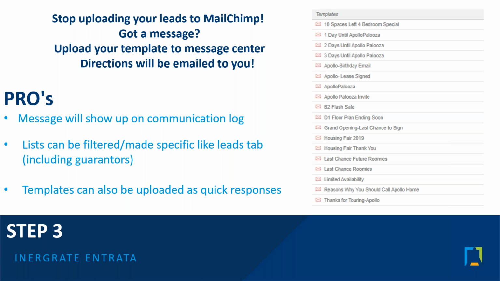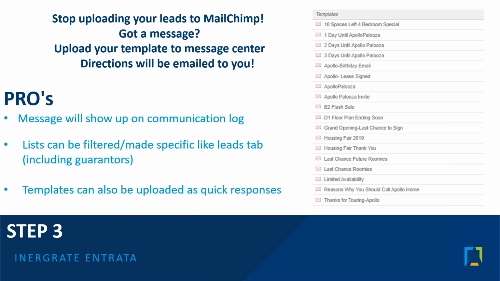There's pros to both. Mailchimp, really what we want to just use this for, and we went through those reports. You can absolutely send emails through Mailchimp to prospects and residents, but it's much simpler to utilize just one platform, right? If we can create these email templates in Mailchimp and transfer them over to Message Center, not only can you see them in your communication log, you can really filter lists specific, just like you can in your leads tab. Anything for co-signers, anything for just specific floor plans, you can break it down that much.